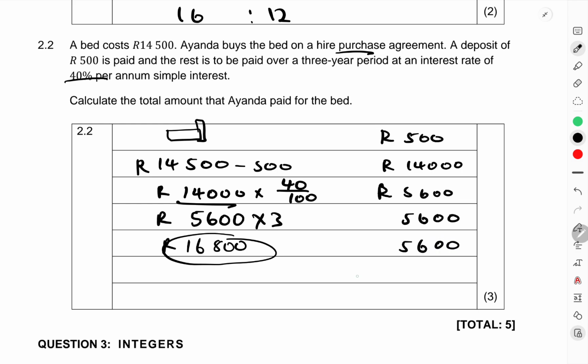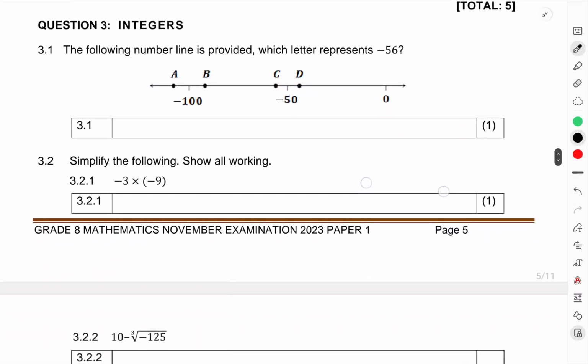Therefore, in total for this particular bed, she paid 500 plus 14,000 plus 5,600 for the interest for a year, plus 5,600 for the interest for a year, plus 5,600 for the interest for the year. Therefore, the total amount that she paid for this bed became 31,300. That is the amount of money that she paid for the bed. Now, if we were to compare, we can see that she paid almost twice the amount, from 14,500 to 31,300. That is a lot of money. Now, let us go to question 3, integers.